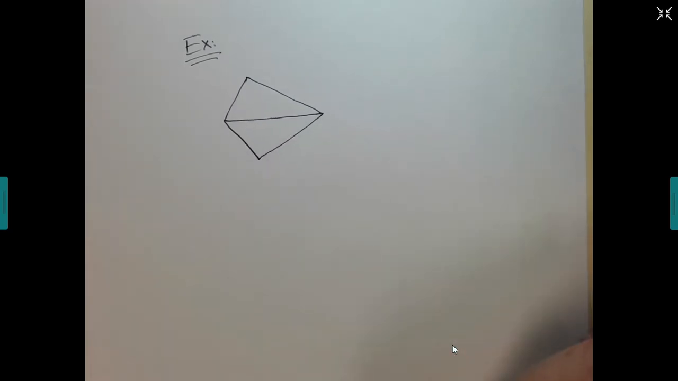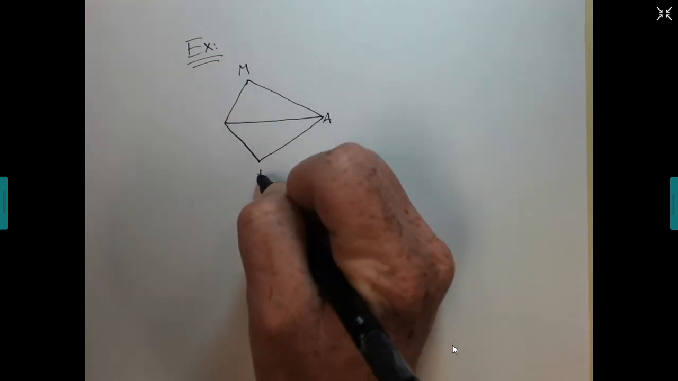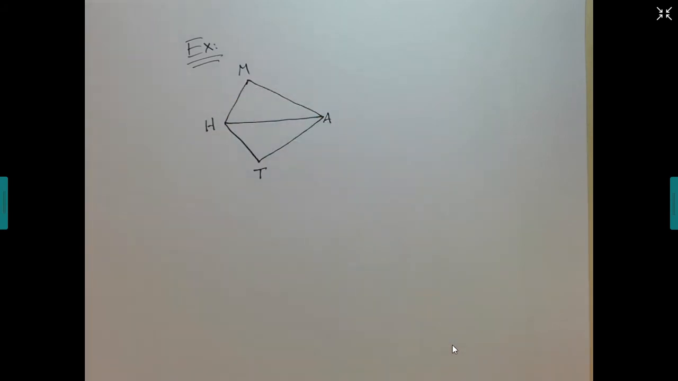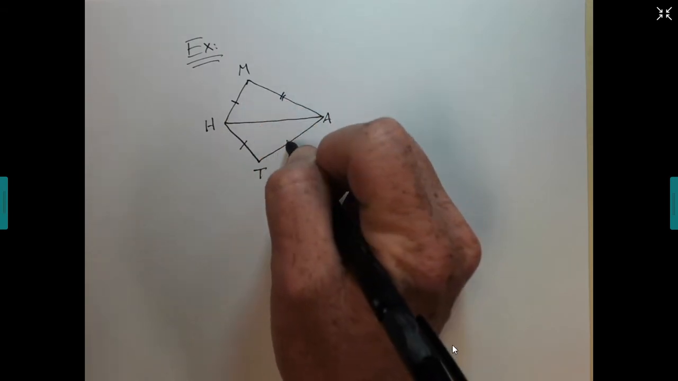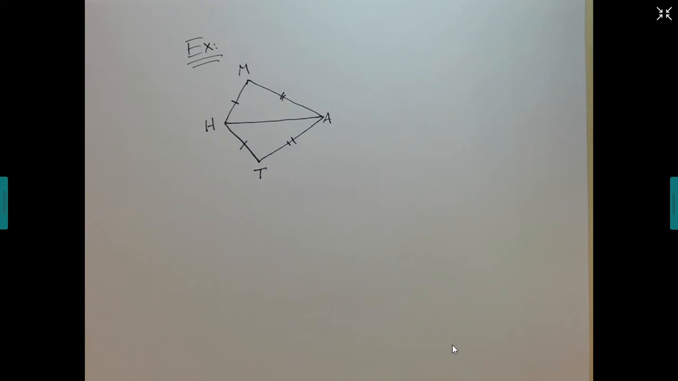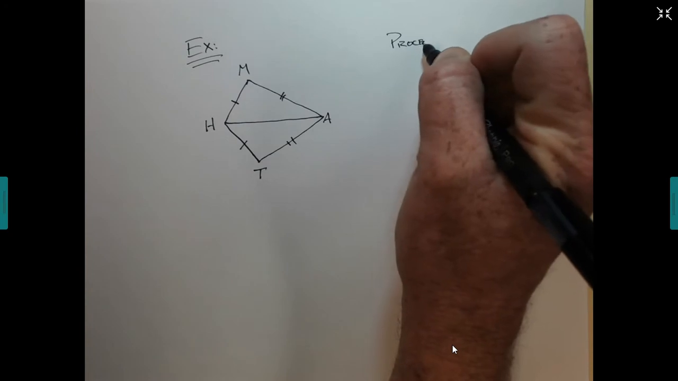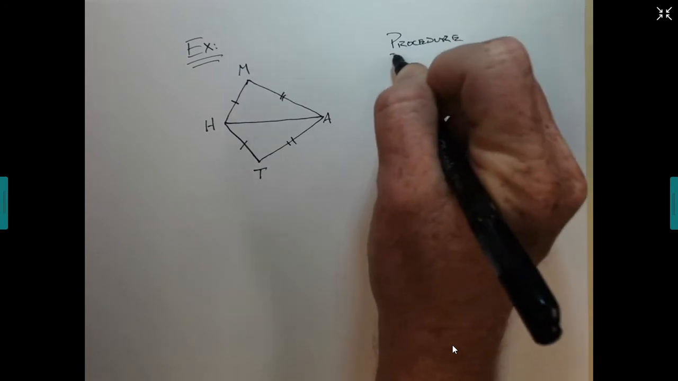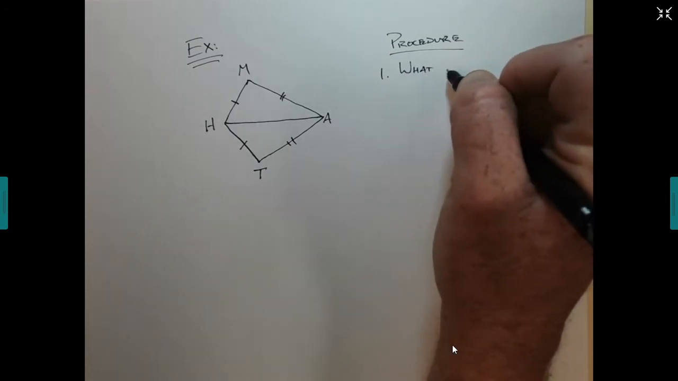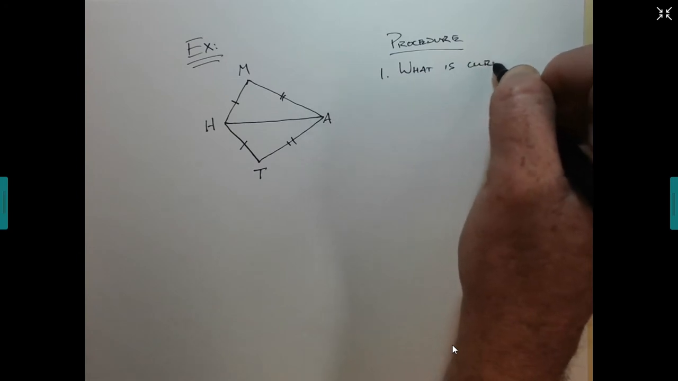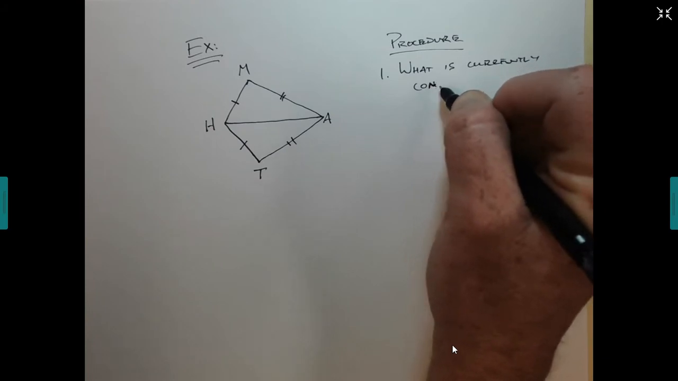Each time you'll be given a diagram, you will most likely have labels on all of the points, and you might even be given some information. All right? If you want to be successful at these problems, I recommend a procedure. Step 1, make sure you take a look. What is currently congruent?